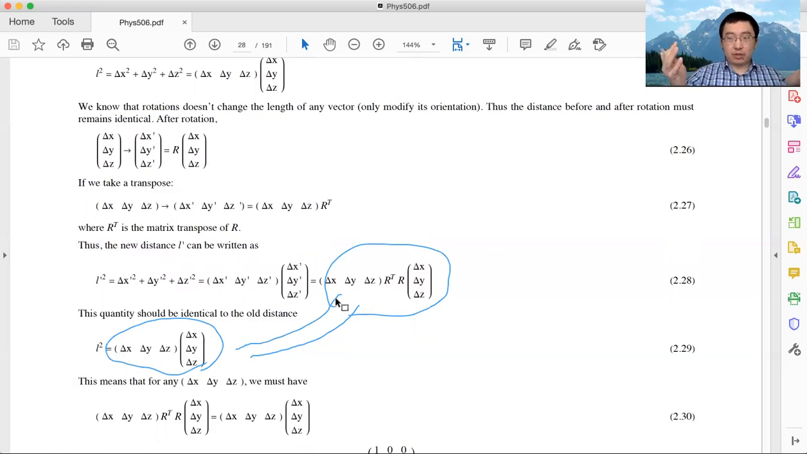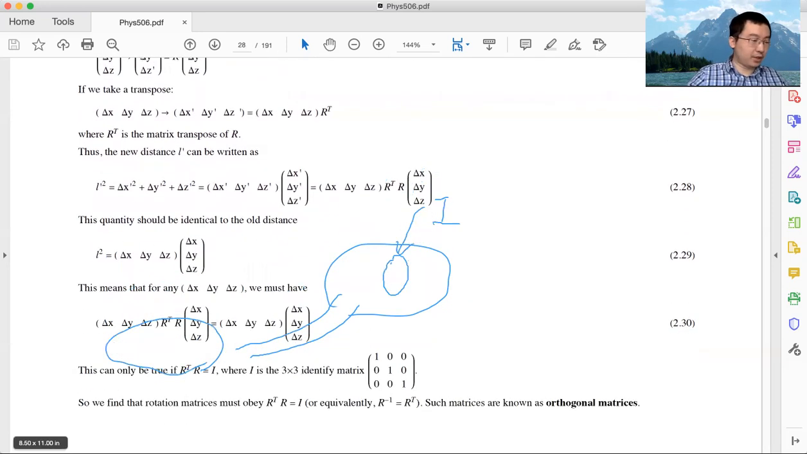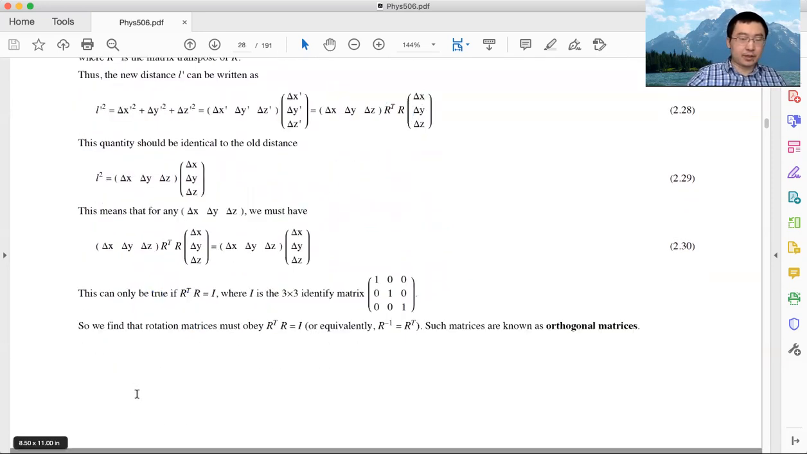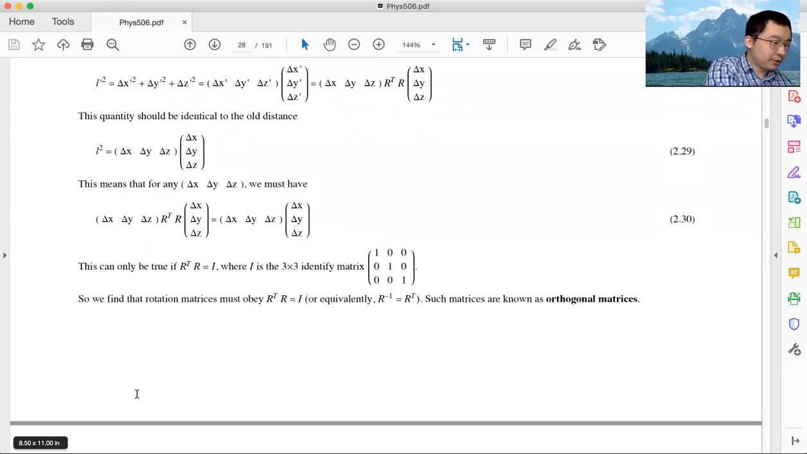How can we guarantee these two objects are always the same? Well, the sufficient and necessary condition is that the matrix in the middle needs to be the identity matrix. So R transpose times R needs to be an identity matrix. In order to guarantee these two quantities are the same, we need to make sure that R transpose times R is the identity matrix. That's written down here. This is a condition that guarantees that after rotation, the distance does not change.